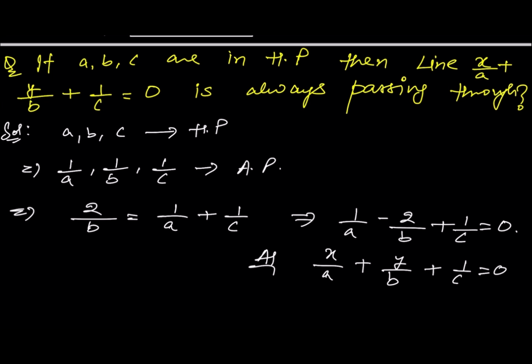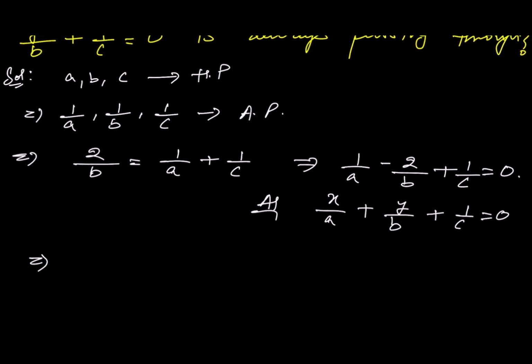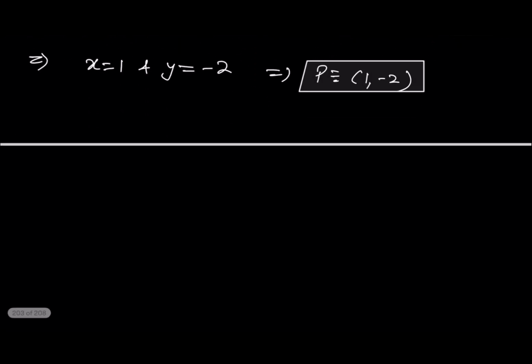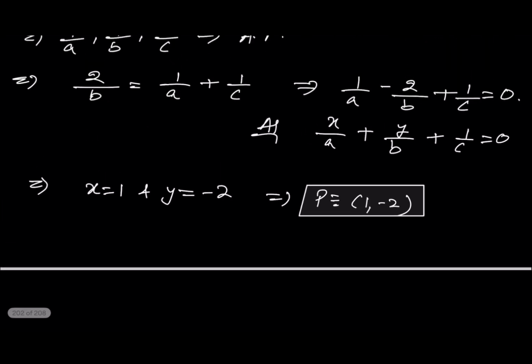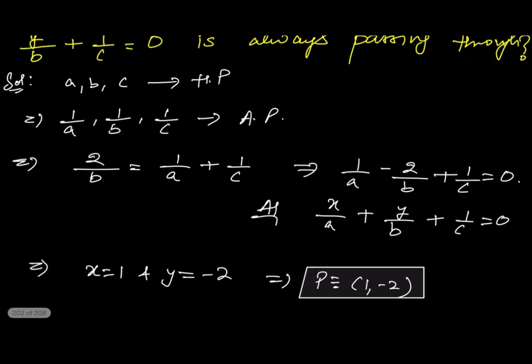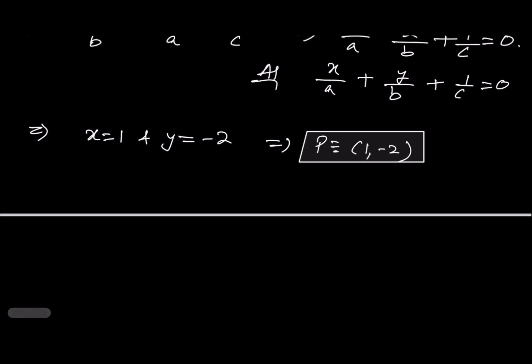If these two are identical, then by comparing, x will be 1 and y will be minus 2. So the point becomes (1, minus 2), and this is the required solution. This question is much similar to the last one. Now let us come to the next question.